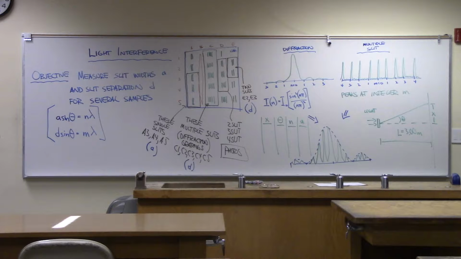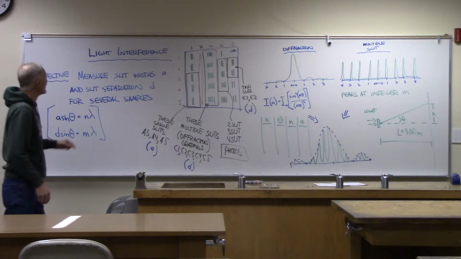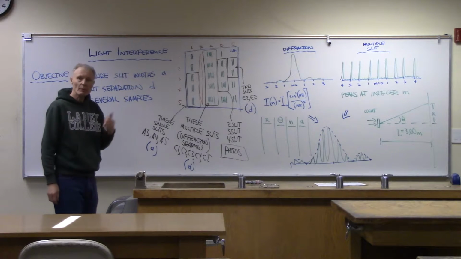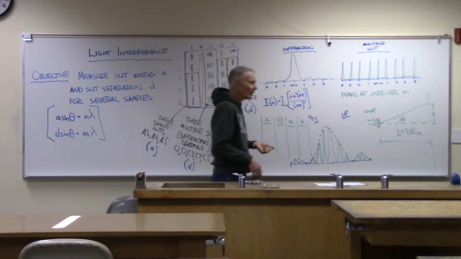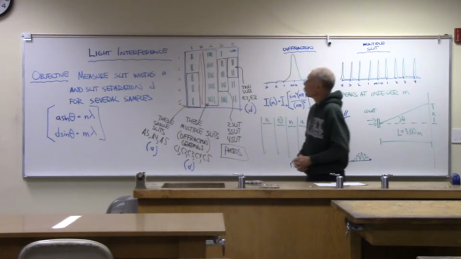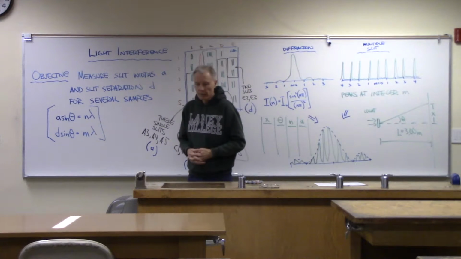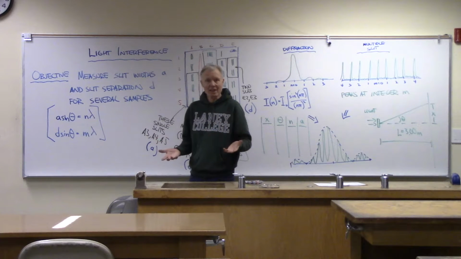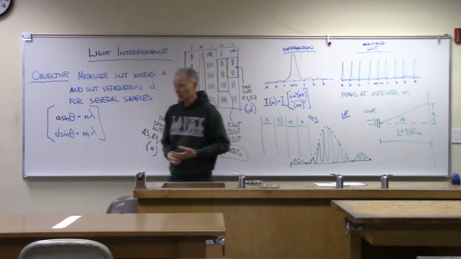All right, welcome back to Physics 4C Lab. This week we are going to be looking at interference of light, something we've been talking about in lecture. So in lecture, in chapters 34 and 35, we have introduced different examples of where interference takes place.